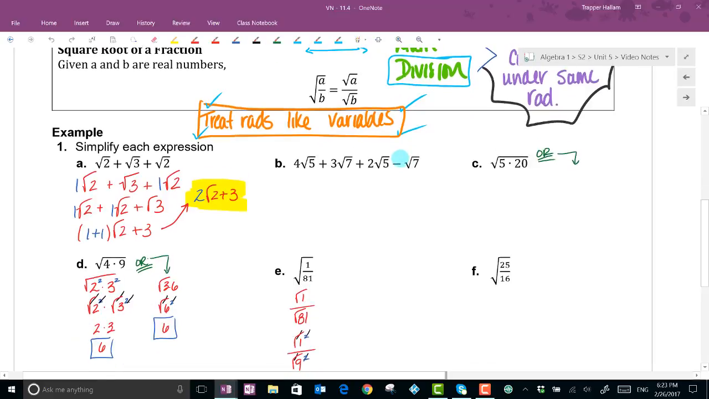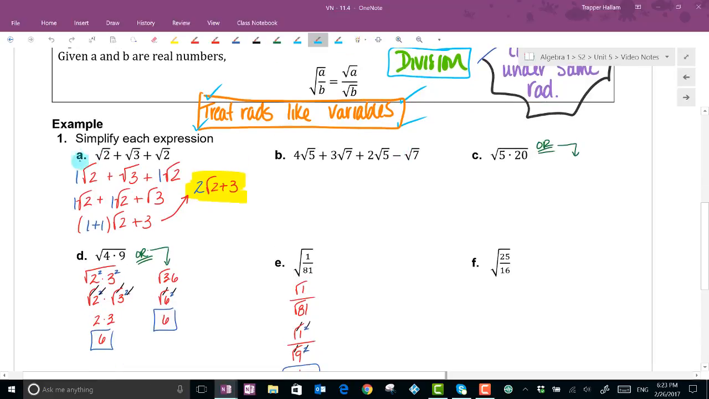So let's take a look at an example here. I'm going to walk you through 1a here. So we've got the square root of 2 plus the square root of 3 plus the square root of 2. I broke this up a little bit longer in the slide to show you all the different parts of what's happening here. All of these do have a coefficient of 1 because it's not written, so we know that that's 1. And so I went ahead and added that in there. Well, I shouldn't add it for the 3, but it's not so important there.